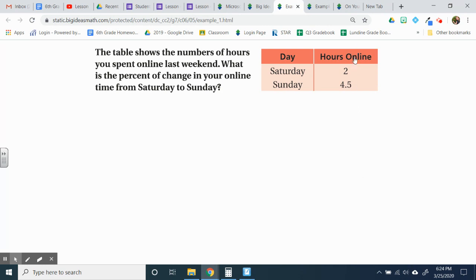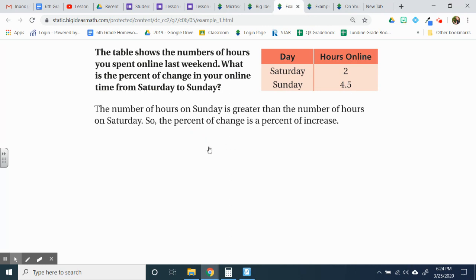So if you look here, on Saturday you spent 2 hours online. On Sunday, you spent 4.5 hours. The first thing you're going to ask yourself is, did we increase or decrease the amount of time from Saturday to Sunday? And the answer to that is that this was a percent of change that is an increase. So now we're going to use what I had you copy down from the last slides in my smart software. We're going to make our fraction. So this is what we're looking for.